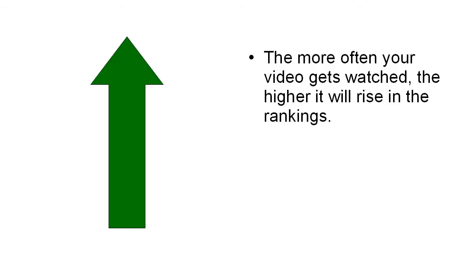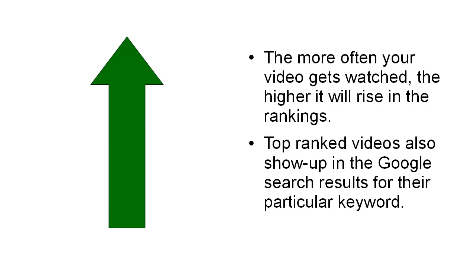And the more often your video gets watched, the higher it will rise in the rankings on YouTube. And top-ranked videos also show up in the Google search results for their particular keyword. This is another way that Google and YouTube work closely together. If you've got a really popular video on YouTube, then it's going to show up in the Google search results for the particular keyword as well. So you do actually kill two birds with one stone in that way.